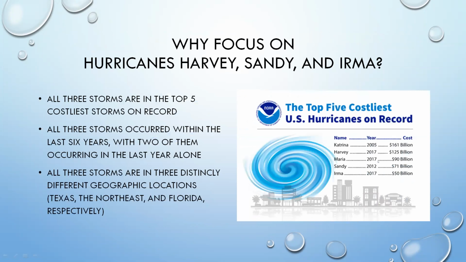And so, as I said at the beginning, I'm focusing on Harvey, Sandy, and Irma. The reasons for that are because all 3 of those storms are in the top 5 that NOAA has indicated here. They've all occurred within the last 6 years, with 2 of them occurring in the last year alone. So these are very recent storms. And I expect to see a good amount of data that I'll be able to use because of that, since the geospatial data for hurricanes and for storm events has really progressed within the last 10, 20 years compared to the data that was being used before that for these flood risk assessments.